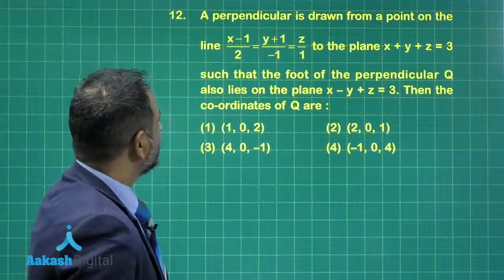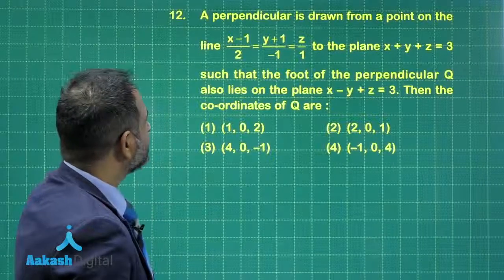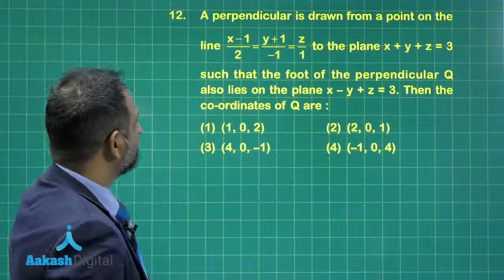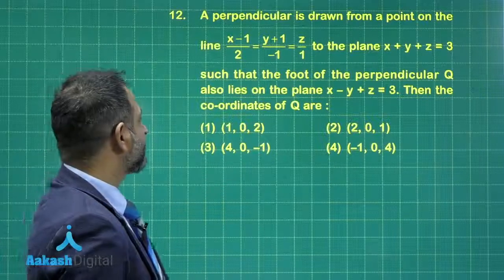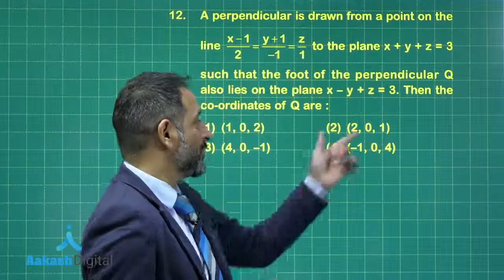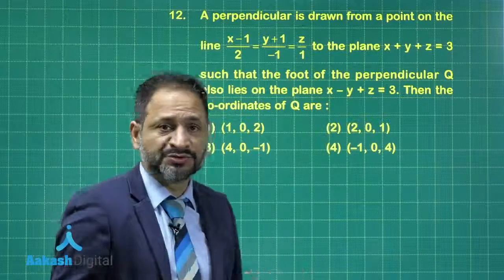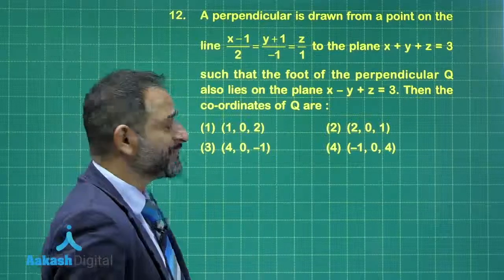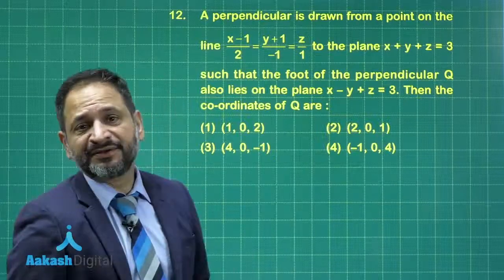Next question is again from 3D. A perpendicular is drawn from a point on this line to this plane such that the foot of the perpendicular Q also lies on this another plane. A good question to work with. So, we need to first draw the figure. We need to understand the figure first.